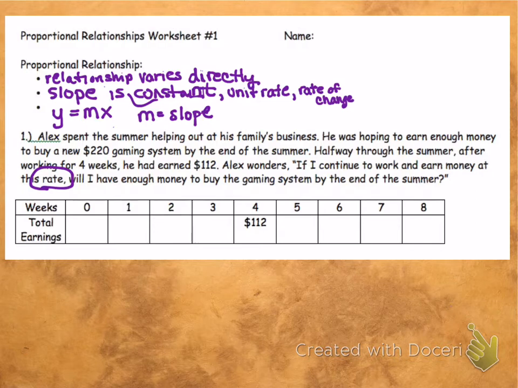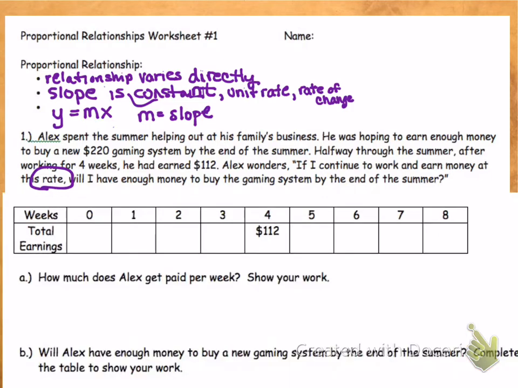So we're going to take a look at the questions in relationship to that. We want to look at how much Alex gets paid per week. And so this is the relationship that we're looking at. So we're looking at how much he gets paid, so that's money per week. That's the relationship we are looking at.